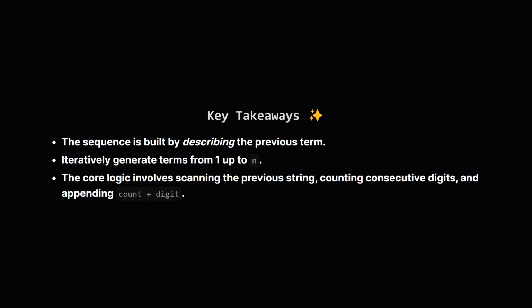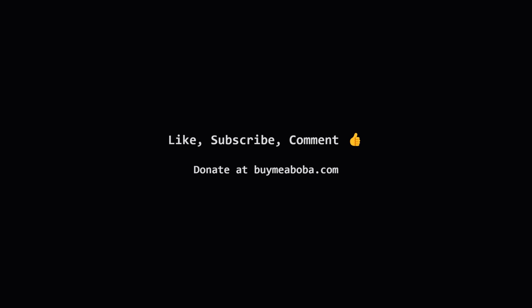So let's quickly recap the main points. The count and say sequence has a unique generation rule. You read out loud the groups of digits in the previous term to make the next one. The most straightforward way to solve this is to start with 1 and iteratively build each subsequent term until you reach the nth one. The key part of the code is that inner loop structure which scans the current string, counts up consecutive identical digits, and then appends that count and the digit itself to build the next string in the sequence. Hope that explanation made the count and say problem clear.